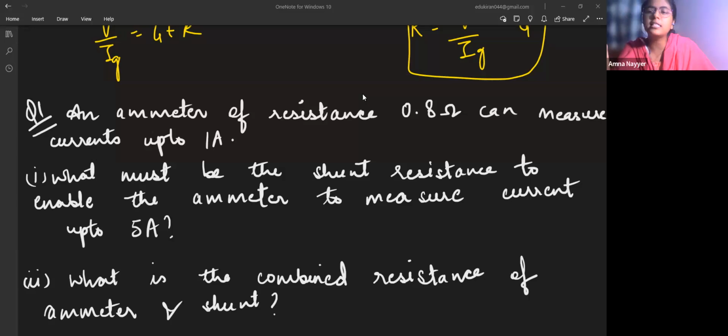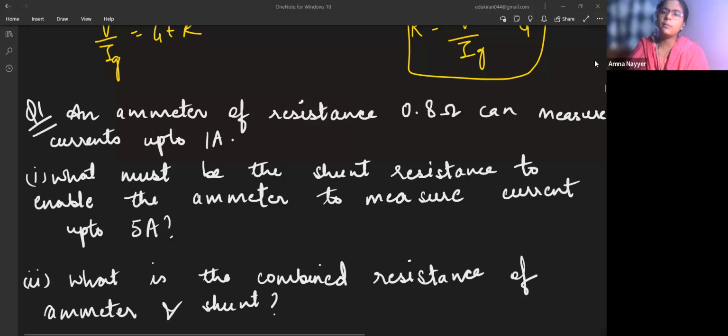So this is the resistance of the galvanometer, because there is no separate ammeter in your circuit. So this is G, resistance of the galvanometer. It can measure currents up to 1 ampere, meaning the current that is present through the galvanometer. So Ig, which we consider in the equations, is 1 ampere. And resistance of the galvanometer is 0.8 ohms. Now the question is asking what must be the value of shunt resistance so that the total current is 5 amperes. What is the value of S?